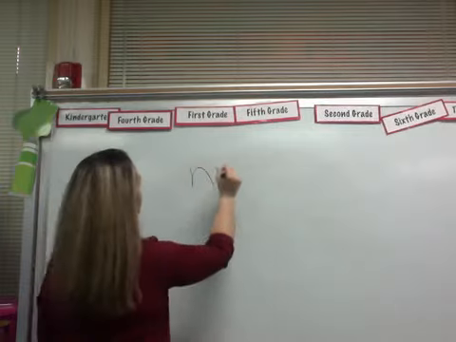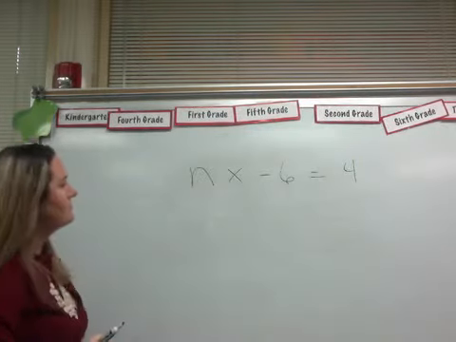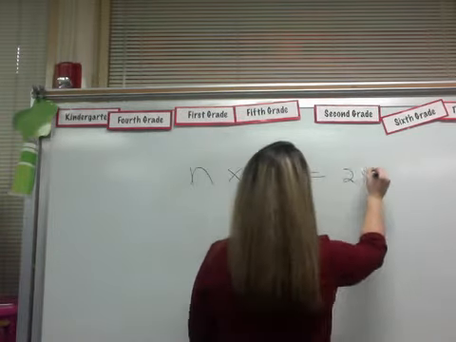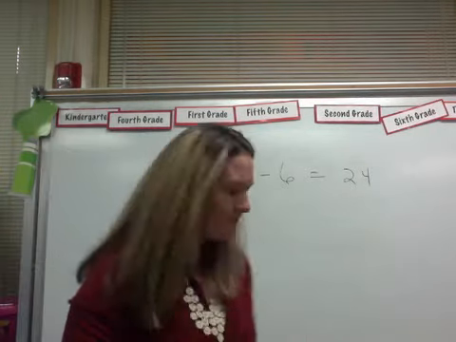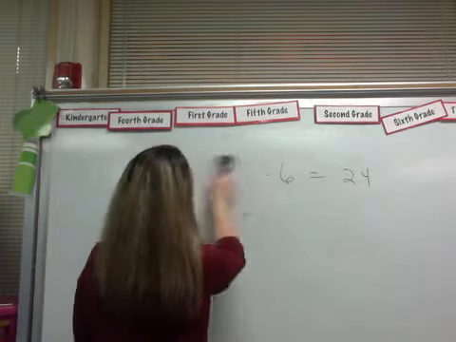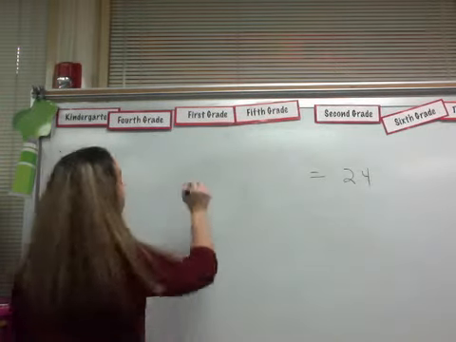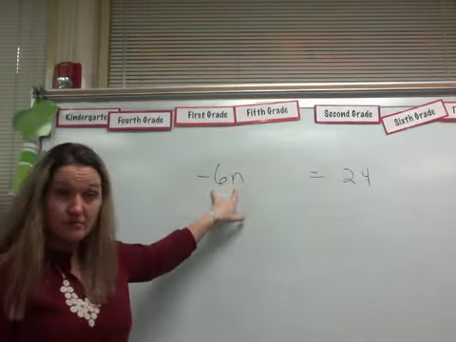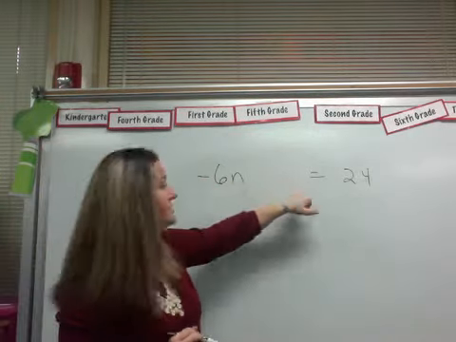Well, let's do n times negative 6 is equal to 24. And I will say, once we get to algebra, we kind of stop using the times sign, just because when you're working with variables, it really looks like the letter x, so that gets confused. So we're going to show multiplication like this. When they're side by side like that, it means multiplication. So we've got negative 6 times n is equal to 24.